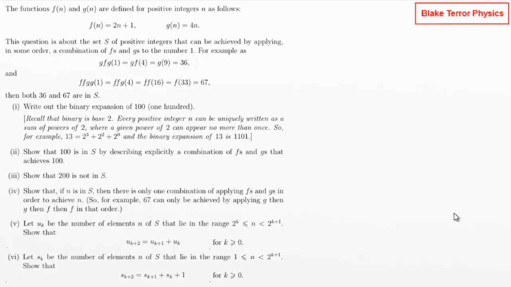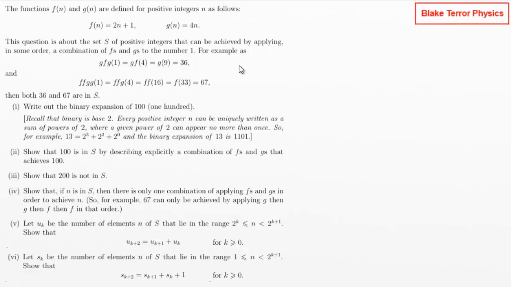So this is question 2 from the 2020 MAT. The functions f of n and g of n are defined for positive integers n as follows. This question is about the set S of positive integers that can be achieved by applying, in some order, a combination of f's and g's to the number 1. For example, g of 1 is 4, then f of 4 is 9, g of 9 is 36, and then there's another example. So any number that we can create then goes into S.